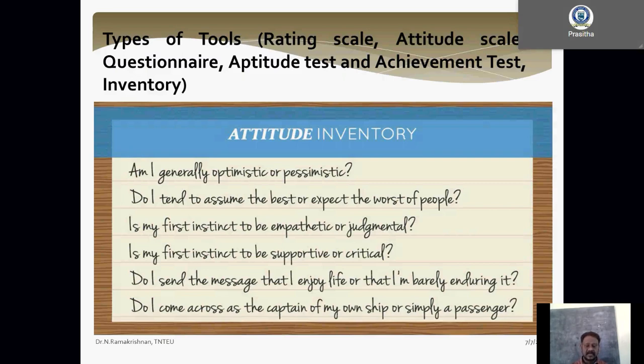And do I come across as the captain of my own ship? That means I am captain of my own ship. Means am I responsible for all my behaviors and all my successes and all my failures? Or am I simply a passenger? Someone is directing me, someone is guiding me, like that. These are all the things, attitude, different characteristics of a person, and these can be brought out using these inventories.